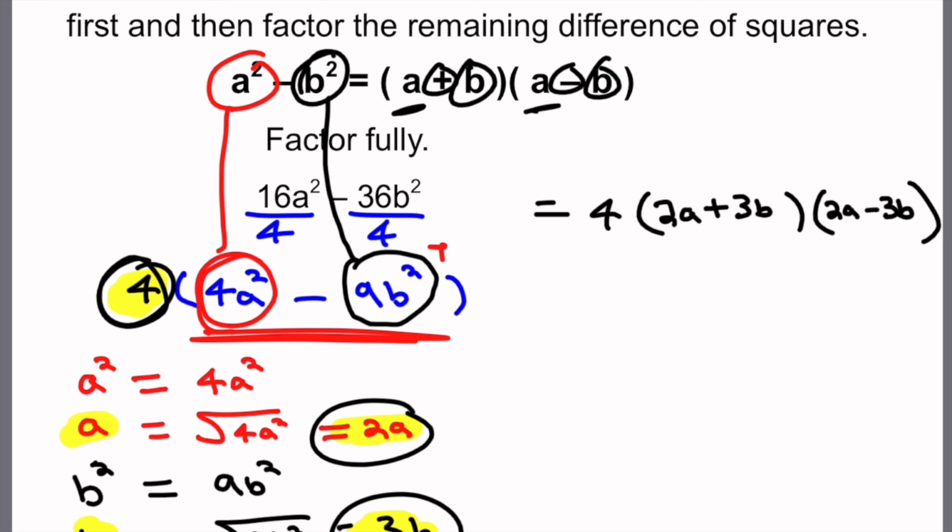So yeah, if at all possible, always factor first, because at the very least, you're working with much smaller numbers. And sometimes you'll actually need the common factor before you can even apply difference of squares. Okay, so that is it for this one.